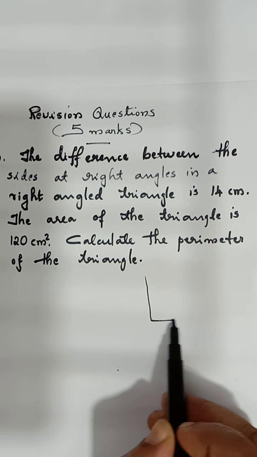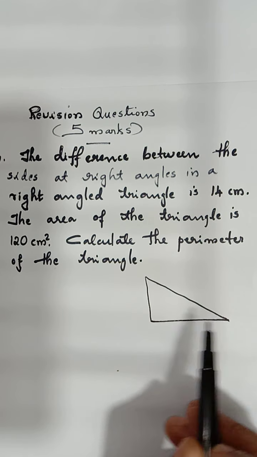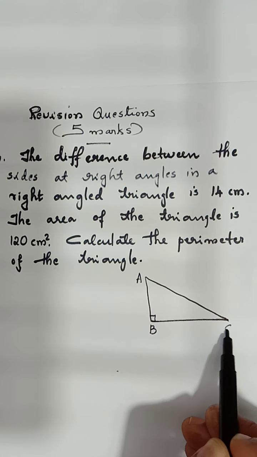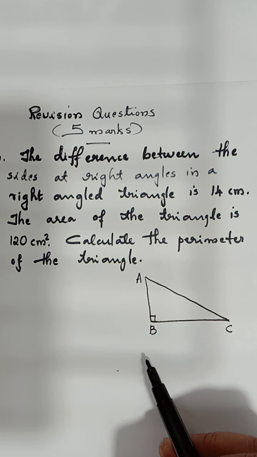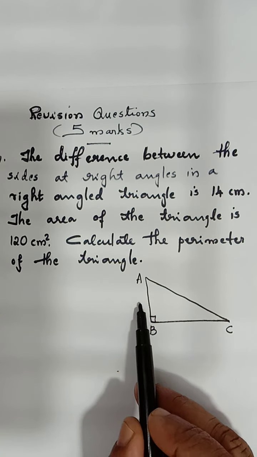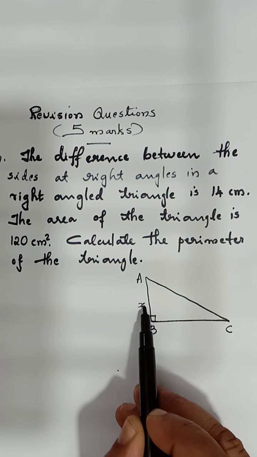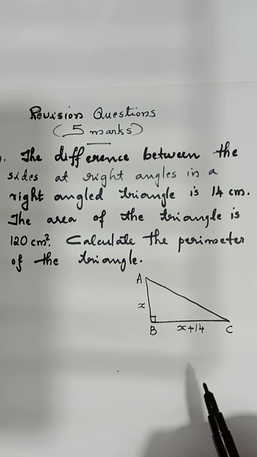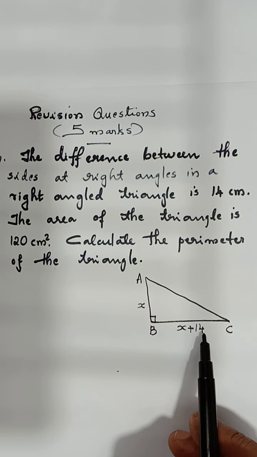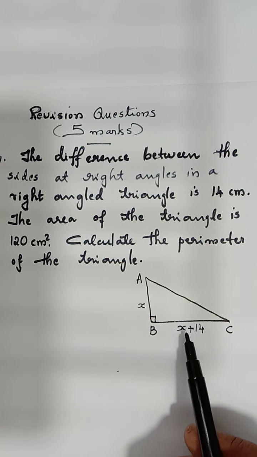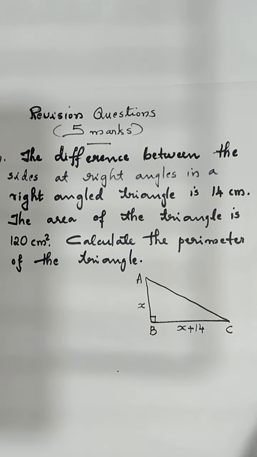Here we have the sides of the right angle triangle. If this angle is the right angle, let us mark it as ABC. So angle B is right angle. Difference between the sides at right angles is 14 centimeter. So let one side be x, and the other is x plus 14, the difference between them is 14. That is, this is longer. x plus 14 minus x will be equal to 14. That is called difference. Difference of these two sides equal to 14.